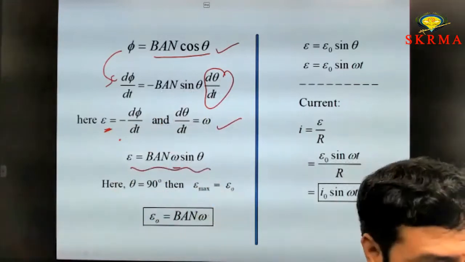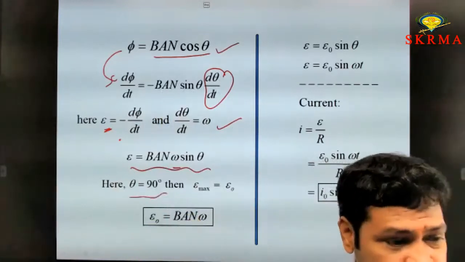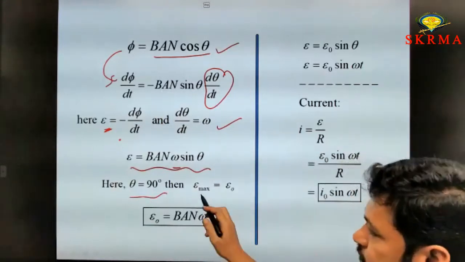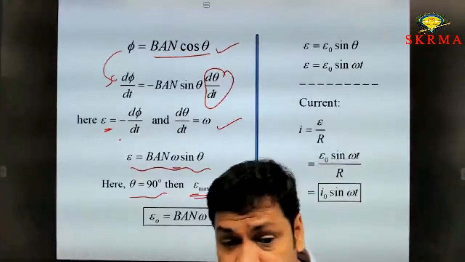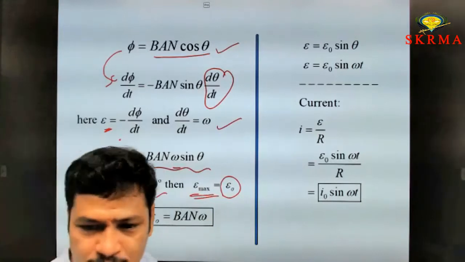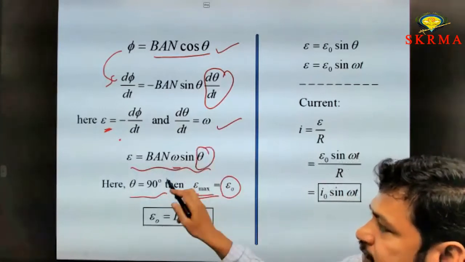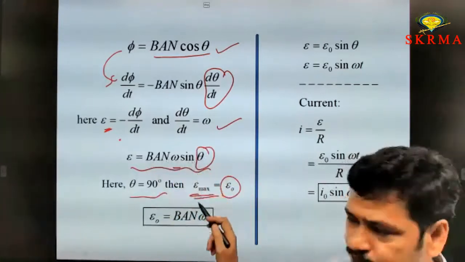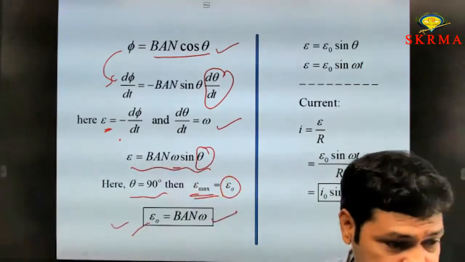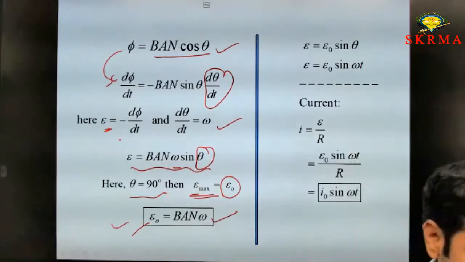Suppose in this case we rotate perpendicular to the field. Whenever it is perpendicular to the field, theta is 90 degrees. Obviously, in such a case, the maximum magnetic lines of force pass through the coil. That's why E is maximum; maximum EMF is induced in the coil, also represented as E0. Here E0 is equal to, putting theta equals 90, sin 90 is 1, BAN omega. This is the E0 value in the AC generator. The maximum induced EMF in an AC generator is BAN omega.